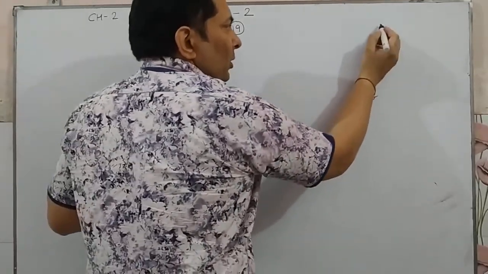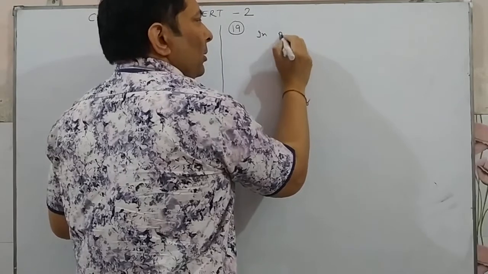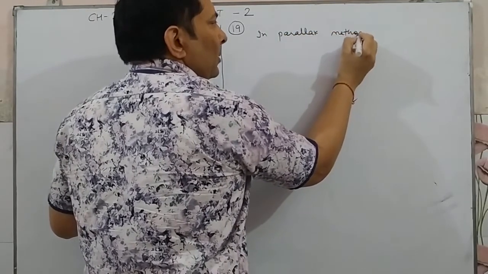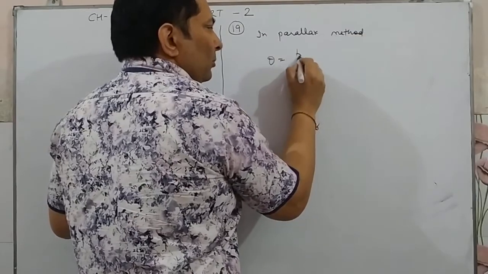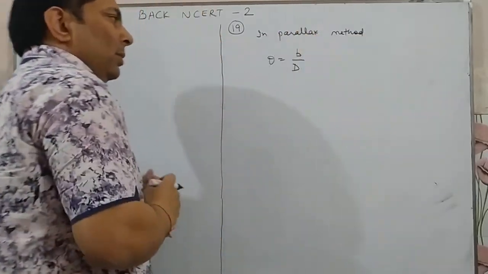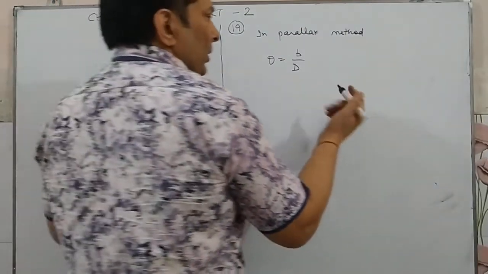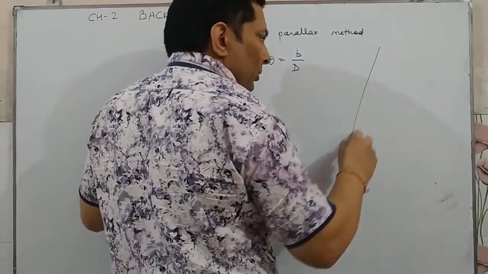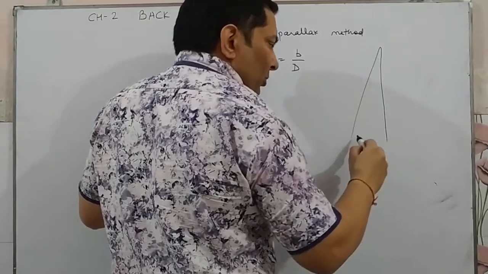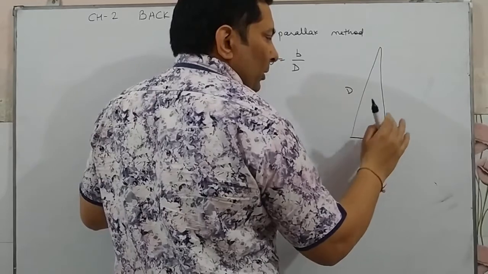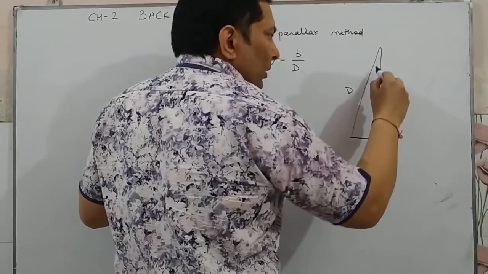First of all, we know that in the parallax method, we have theta equals b by d. b is the basis or baseline, theta is the angle and d is the distance. Let me tell you how it is done. For this purpose, we say that this is b, this is d, and let this angle be theta.